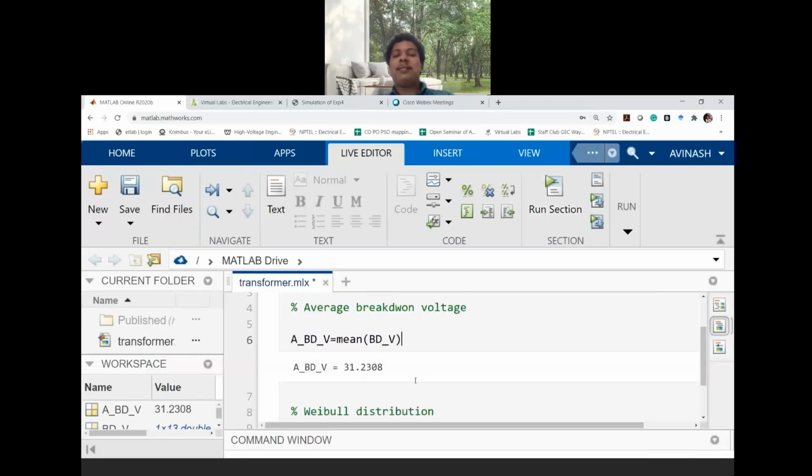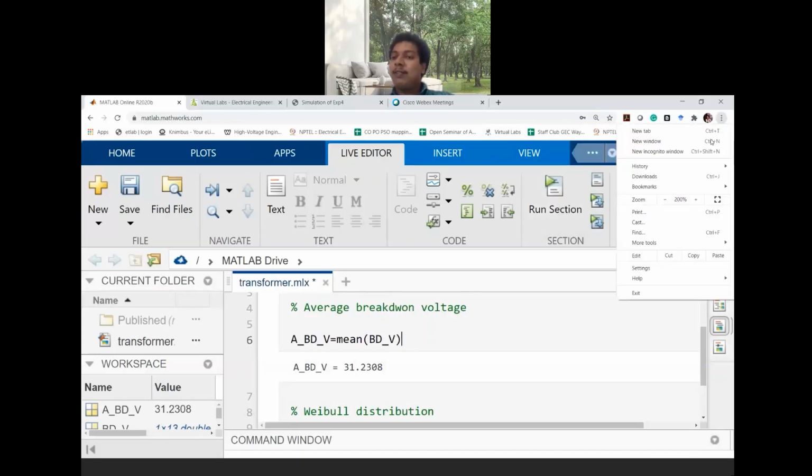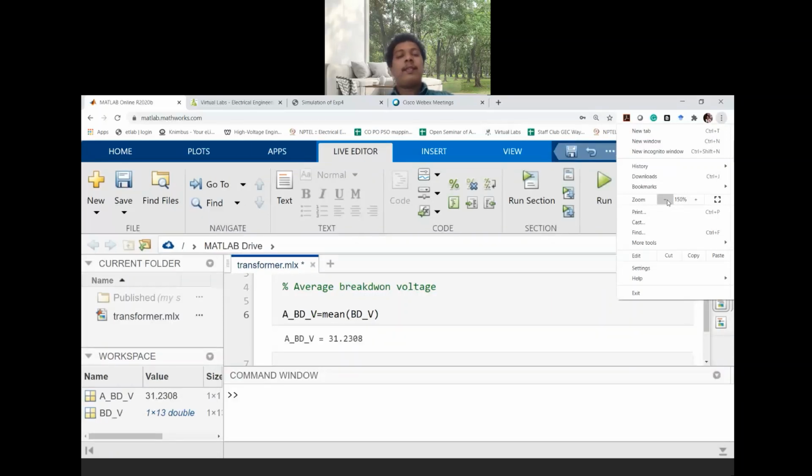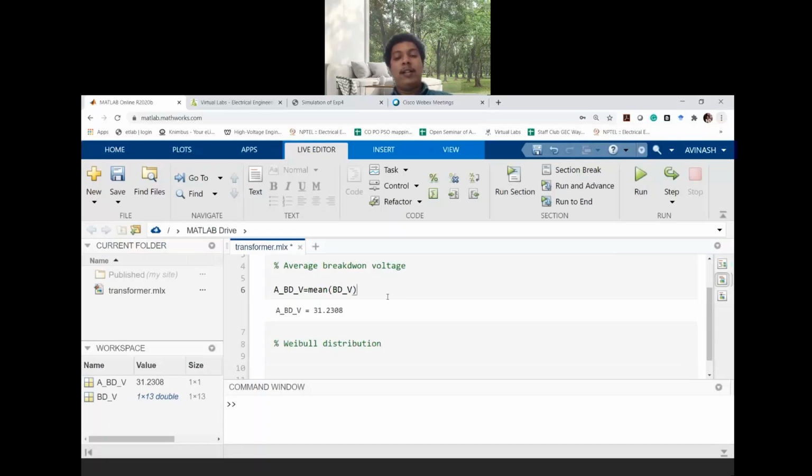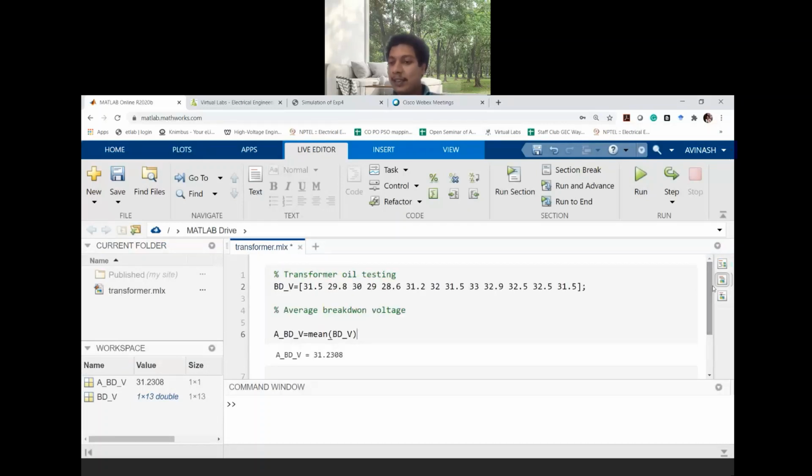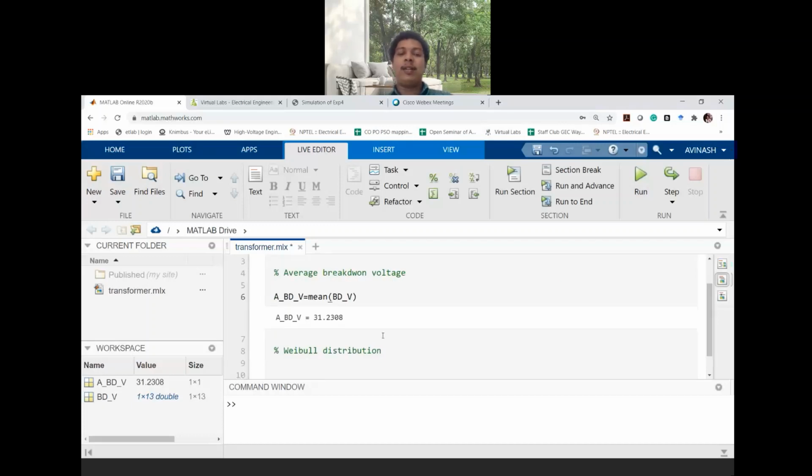So till this average breakdown voltage, you can see run section or run. Okay, complete run. So this here will give us the average breakdown voltage. From here I gave some values ranging in that, and I got my average breakdown voltage as 31.230. So that means 31.23 kilovolt is the average breakdown voltage.